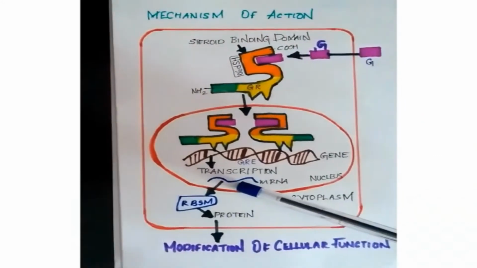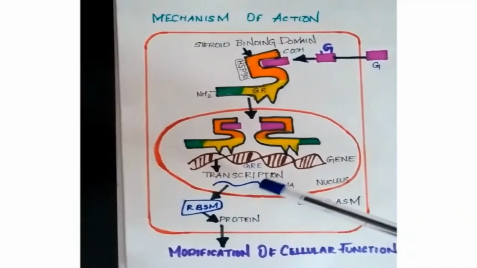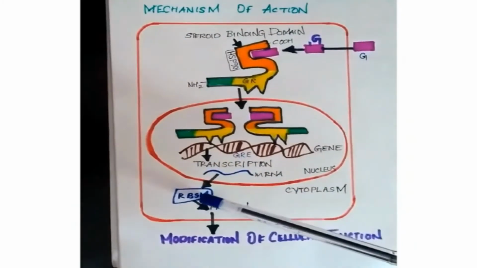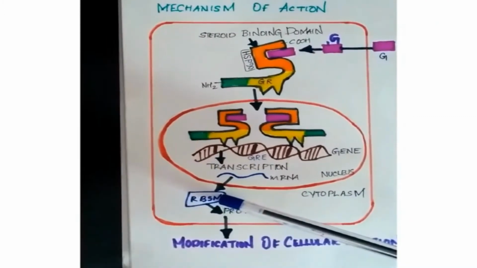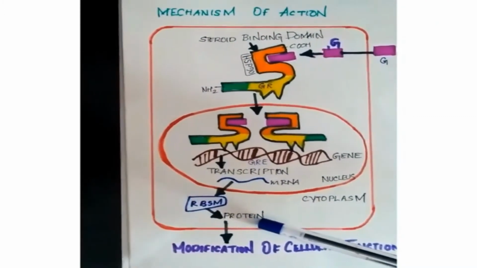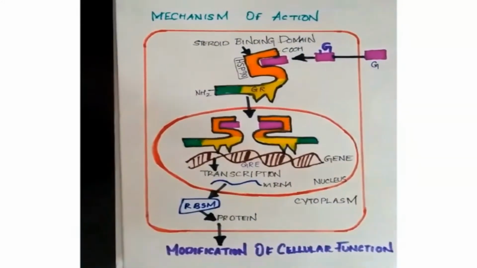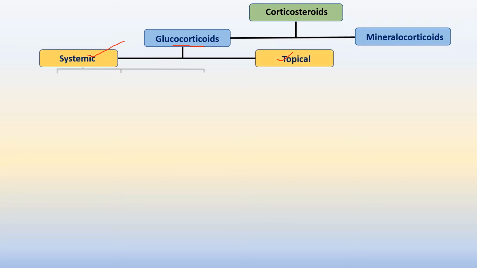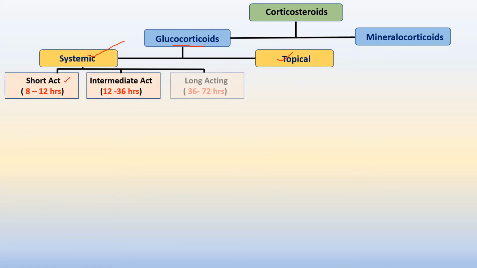Then expression of this gene is altered, resulting in transcription. The specific mRNA is produced and is directed towards the ribosome, where the message is translated into a specific protein which modifies the cell function. Now let's have a look at some of the drugs. These glucocorticoids are divided into two categories based upon their systemic action and topical action. Systemically acting glucocorticoids are again divided into short-acting, intermediate-acting and long-acting glucocorticoids.